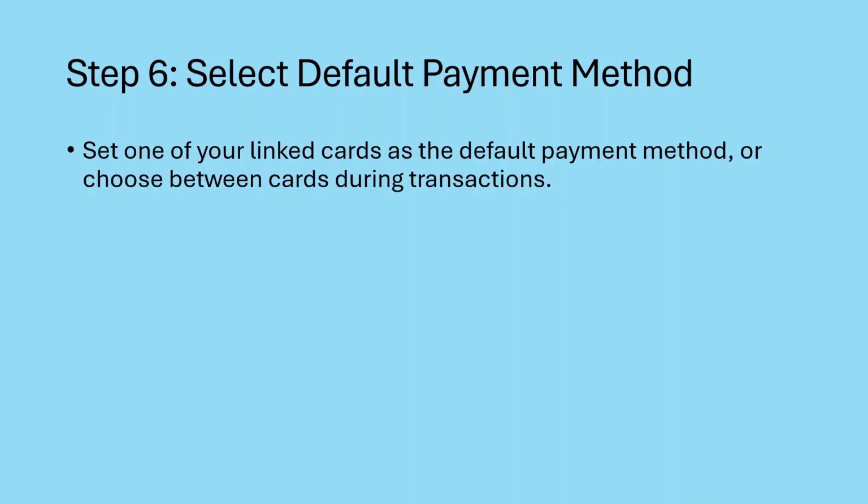Step 6. Select default payment method. Set one of your linked cards as the default payment method or choose between cards during transactions.